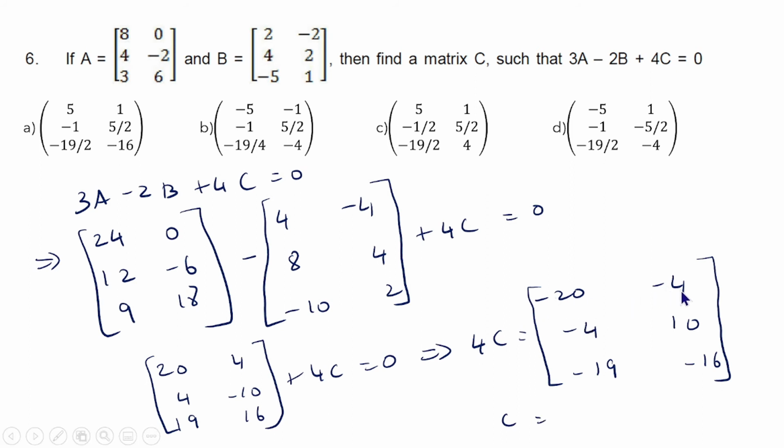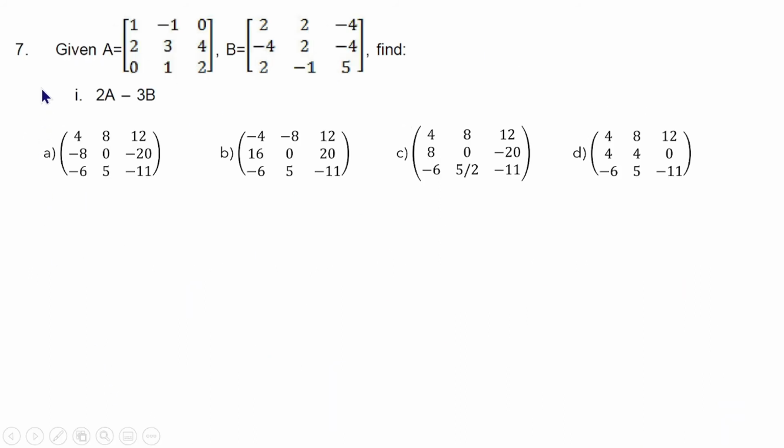So we need to divide each of these by 4. So when we divide each of these by 4, we get minus 5, minus 1, minus 1, 10 by 4 is 5 by 2, and here minus 19 by 4, and here minus 4. So the correct option is option B.